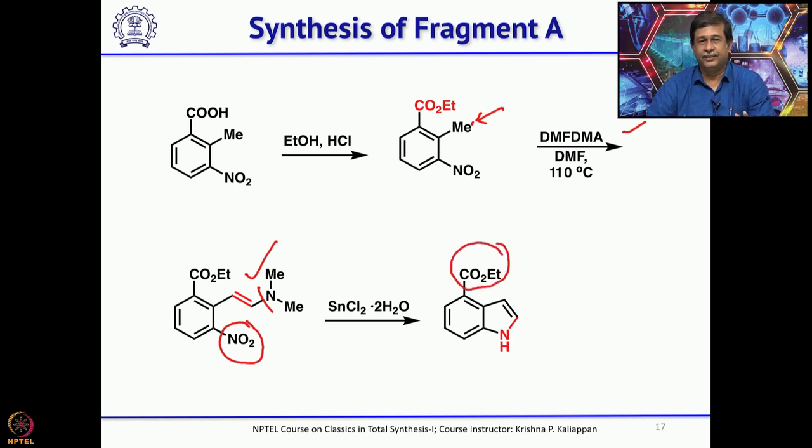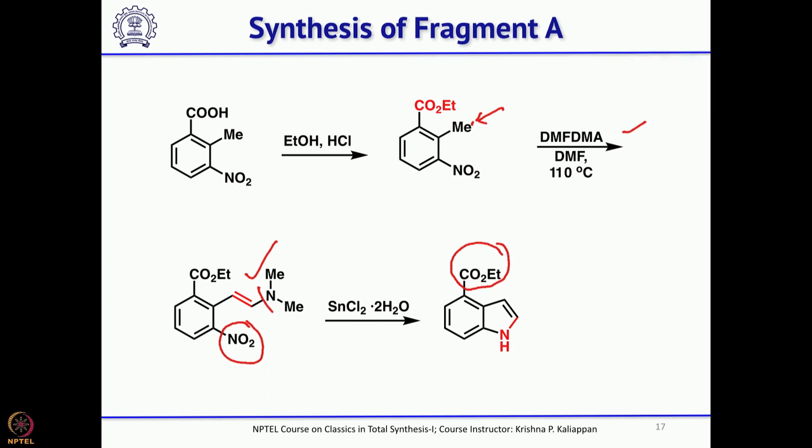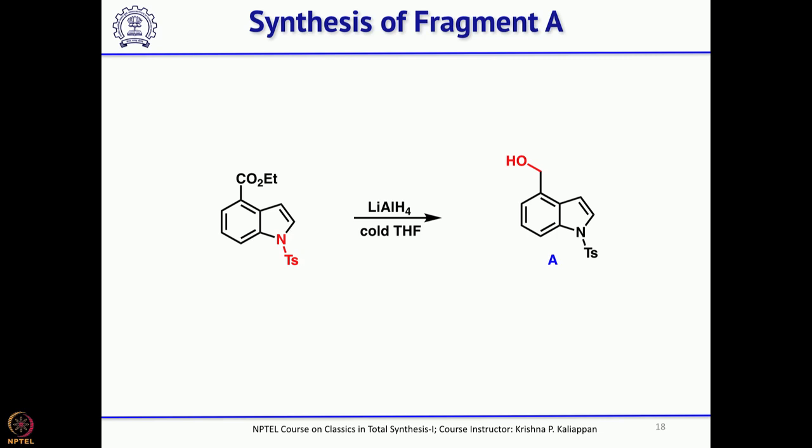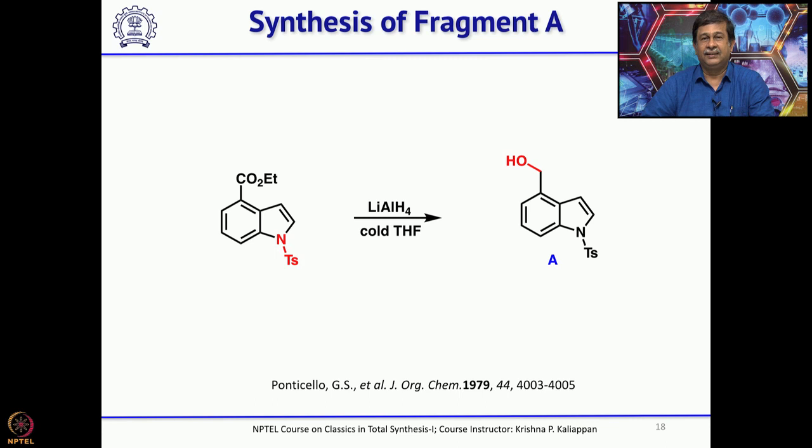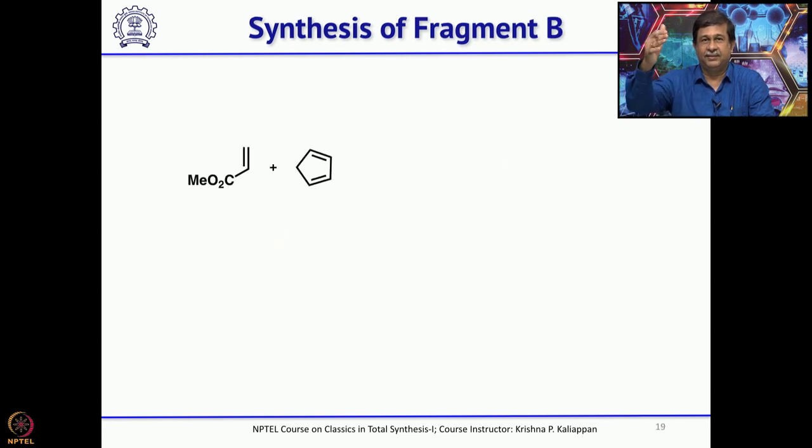Okay. So what needs to be done for the next few steps? You have to attach the diene, and also you have to attach the dienophile to this indole. Okay. So before that, protect the indole nitrogen as N-tosylate. Then you reduce the ester with LAH to get the corresponding primary alcohol, and this primary alcohol can be further homologated. So here, the introduction of diene, he followed a unique method.